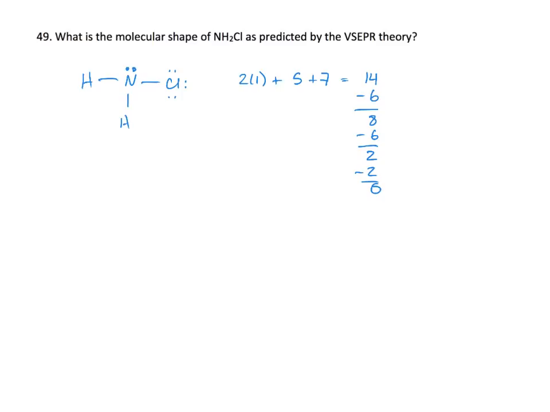We would classify this compound as an AX3E compound. It has 4 electron groups, which are 3 single bonds plus a lone pair on the nitrogen. And for a compound like this, an AX3E, the electron group geometry would be tetrahedral, but the molecular geometry would be trigonal pyramidal.